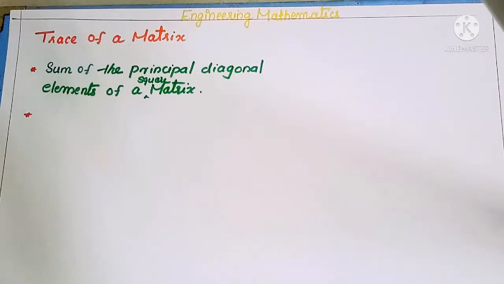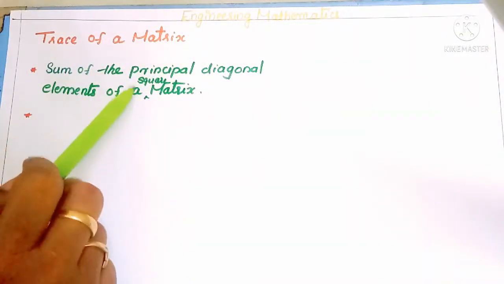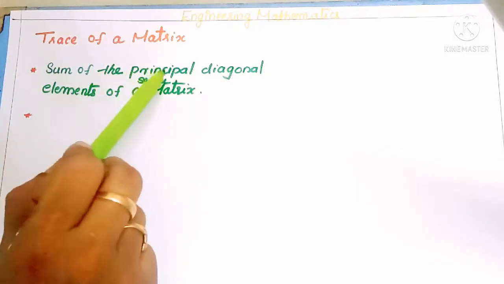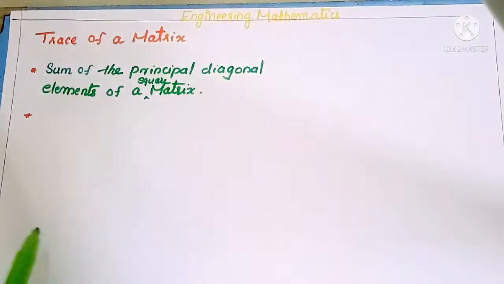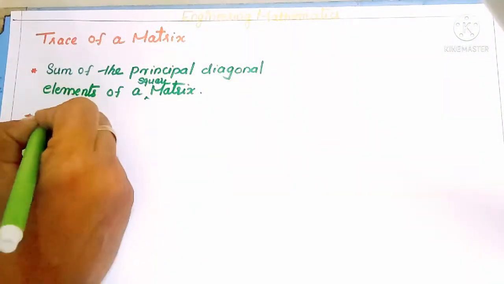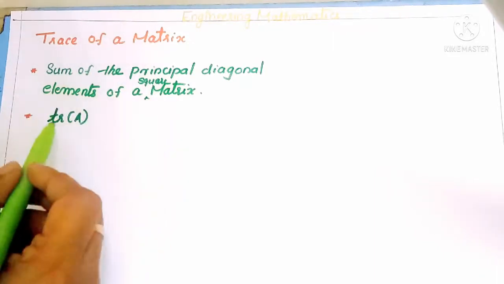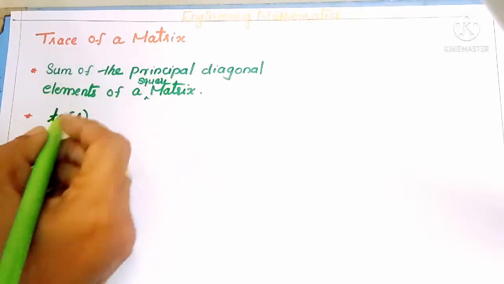Today we are going to discuss the trace of a matrix. What is meant by the trace of a matrix? The trace of a matrix is the sum of the principal diagonal elements of a square matrix. That is the trace of a matrix. To represent it, we can use tr(A). It is defined only for a square matrix.